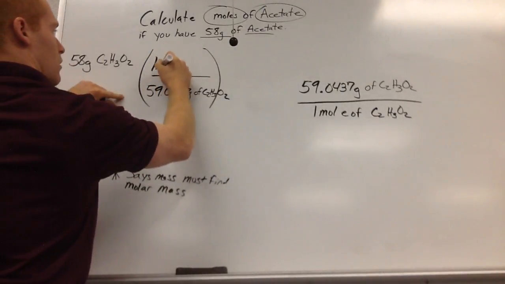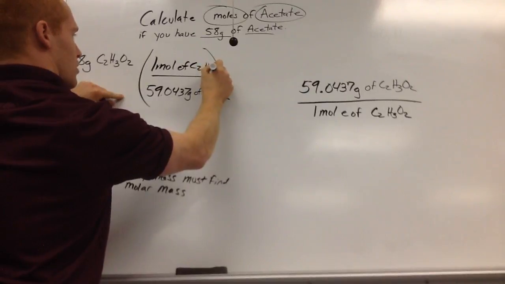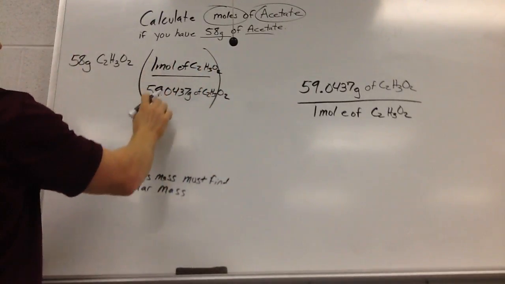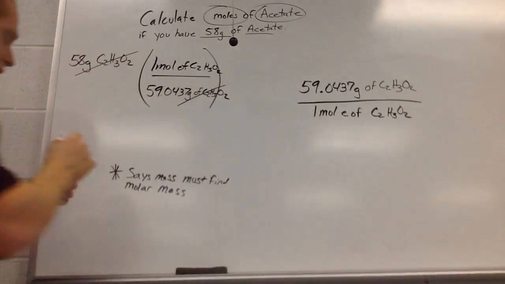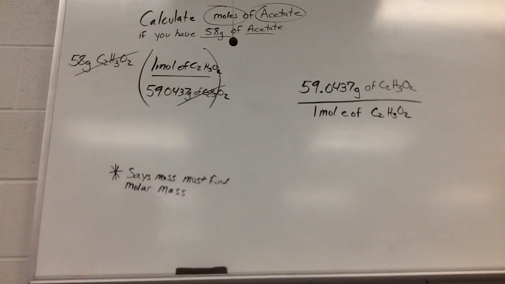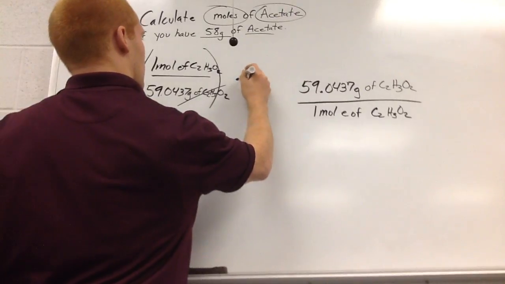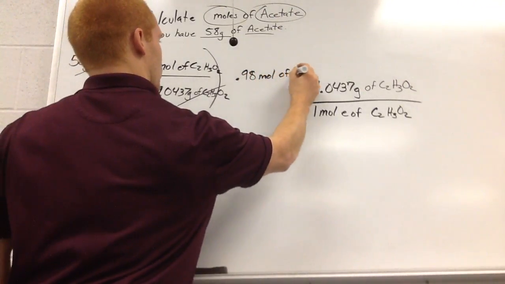So 1 mole of C2H3O2. When we multiply these across, we'll take 58 times 1 divided by 59. We're going to cancel out our grams of acetate. We will get 0.98 moles of acetate as our answer.